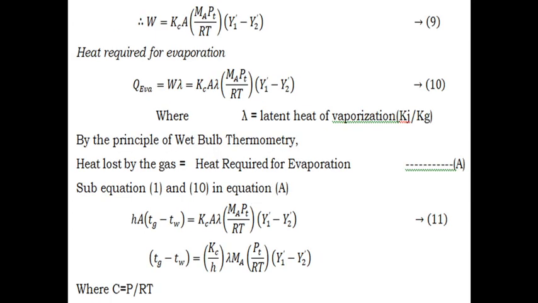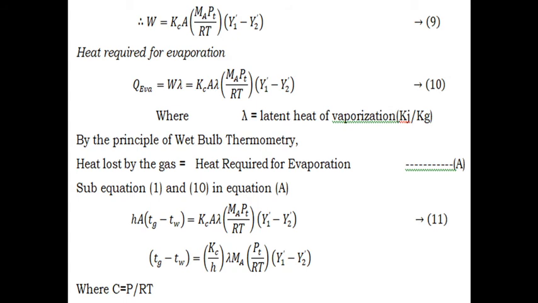Capital W is equal to kCa into Ma Pt by RT into Y1 dash minus Y2 dash. Why? Because capital Pw and small pw values are very small compared with the total pressure, capital Pt. Because in humidification operation, when the temperatures are low, we apply this condition here. We cancel the terms capital Pw and small pw, and take the common term, capital Pt, outside. So finally we get capital W is equal to kCa into Ma Pt by RT into Y1 dash minus Y2 dash.